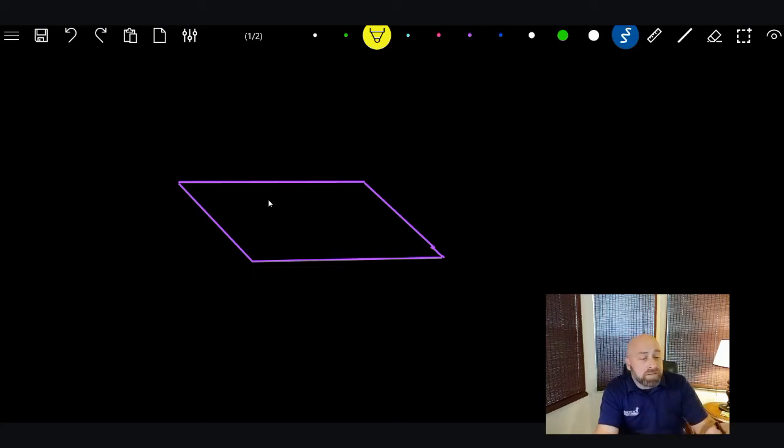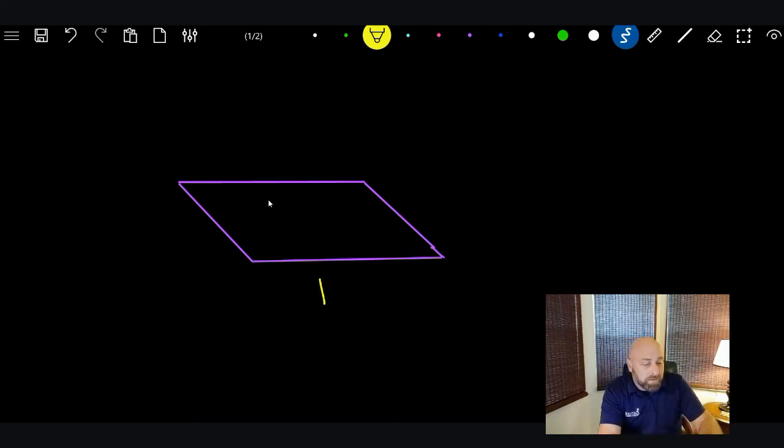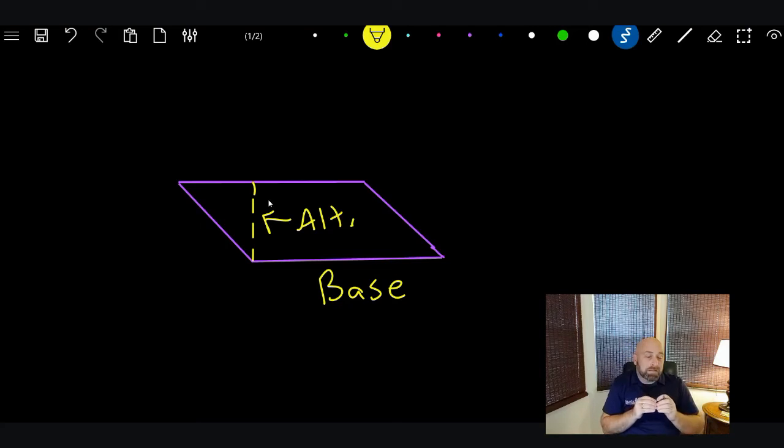A couple things that are very important. The side that it's sitting on, so in this case, this side right here, is called the base. The other important part of this is what's called the altitude. The altitude is the distance, so this would be the altitude. And the altitude is the distance from the base to the top.